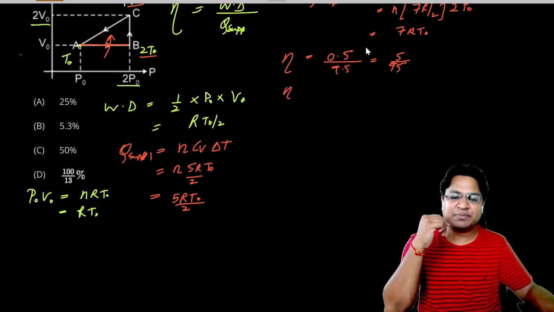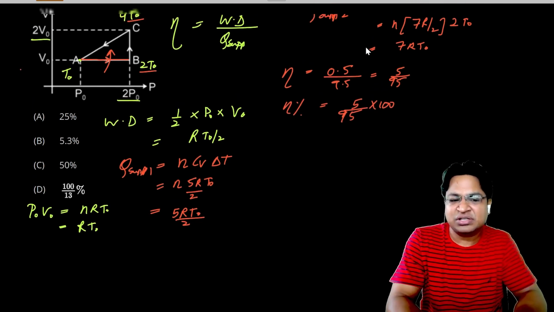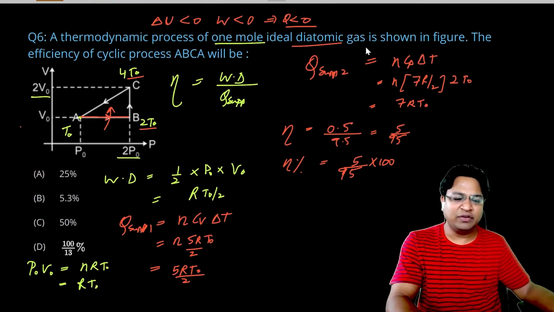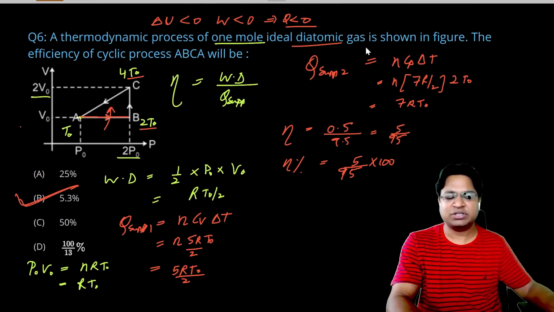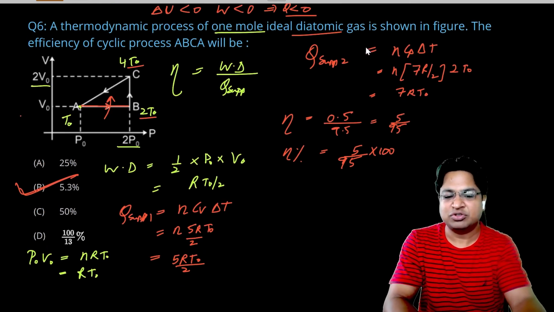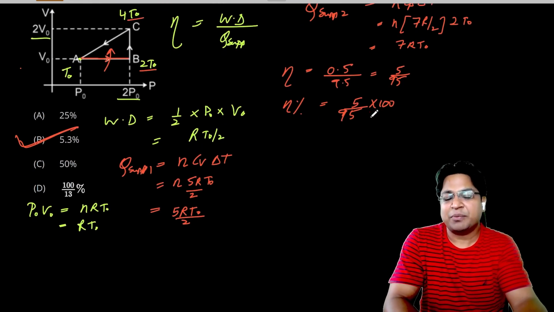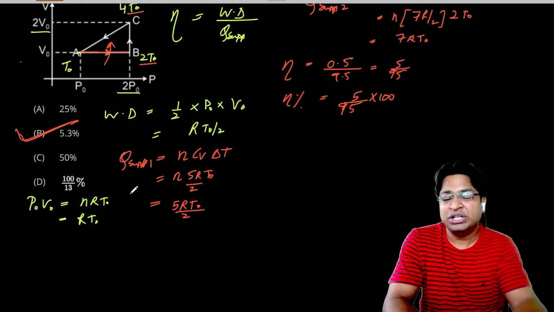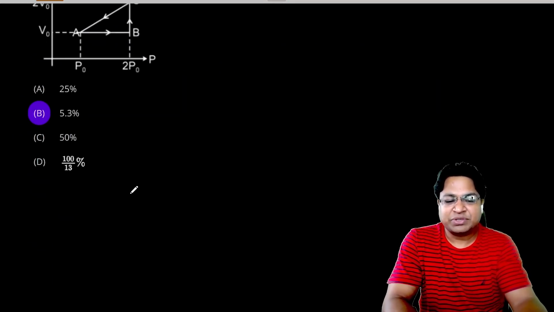If you want to express it in percentage, then it would become 5 by 95 into 100, which we can expect is somewhat more than 5. So out of the given options, I believe this is the only one which is closest to 5 and more than 5. So option B should be the right one. Of course, you can finish the calculation properly and check it, but I think there is no need to finish the calculation right now. All right, so option B is the correct one.